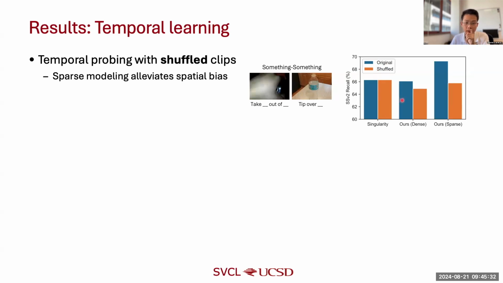You can see that while the dense transformer has very similar performance between the original and shuffled videos, our sparse transformer displays a much larger gap between the two, which means that the sparse model is relying more on temporal information for predicting this video-to-text correspondence, and is therefore less biased towards spatial appearances. Singularity here as a baseline is a pure spatial model, so it's not surprising that it produces the exact same retrieval results regardless of the ordering of frames.